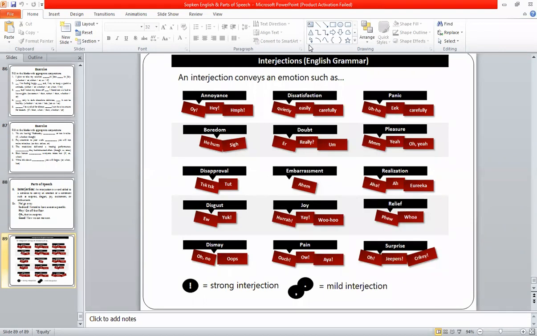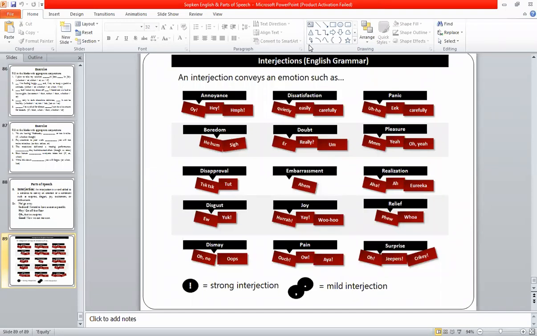Then when we are in pleasure, when we are happy, what words do we use to express or denote the feelings? We use "oh yeah" or "yeah". These types of words we use when we are in a mood of pleasure.